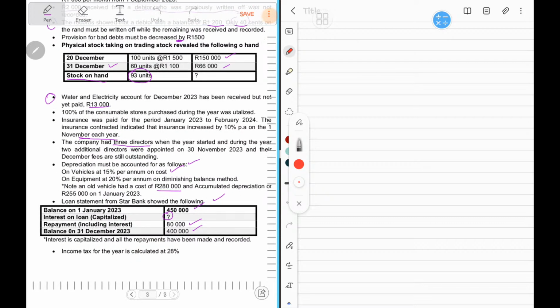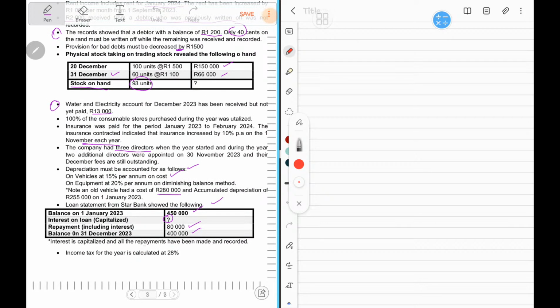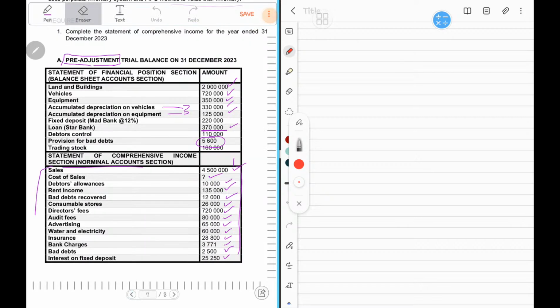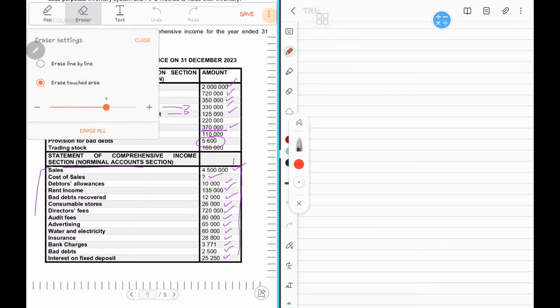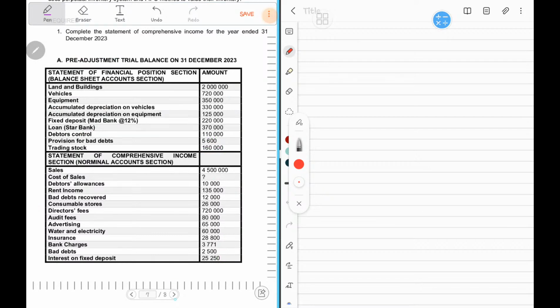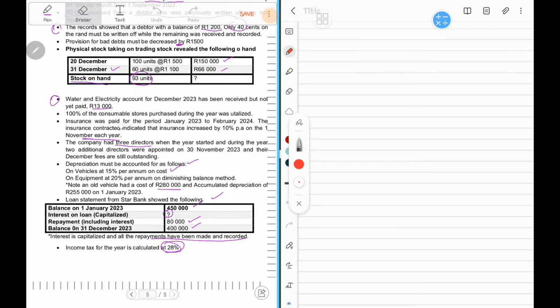Then we are being told that interest is capitalized and all the repayments have been made and recorded. Then we are being told that income tax for the year is calculated at 28%. Then we know that we're going to use the net profit before tax. Now that we went through the information, we can start answering the question, whereby we are asked to prepare the statement of comprehensive income.